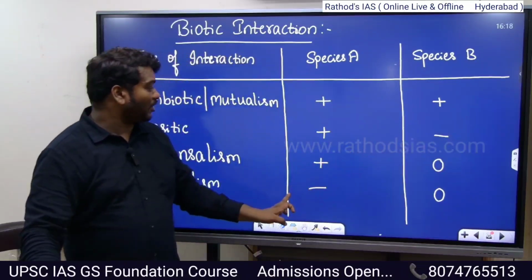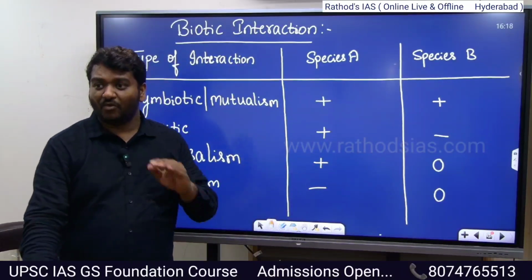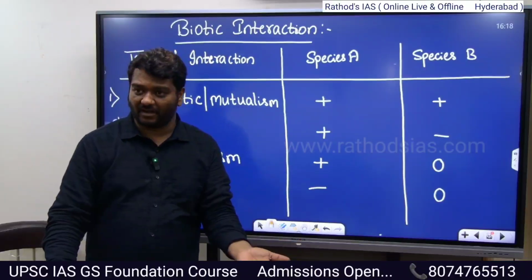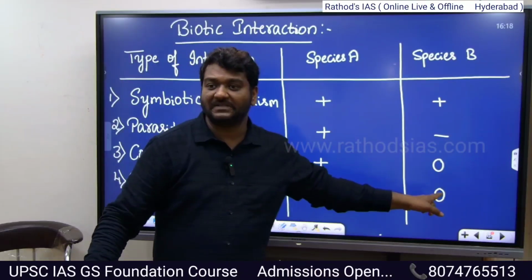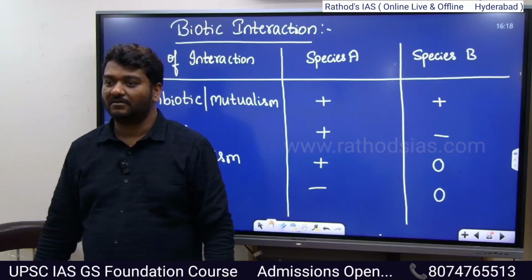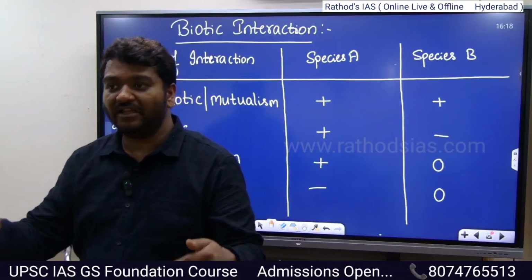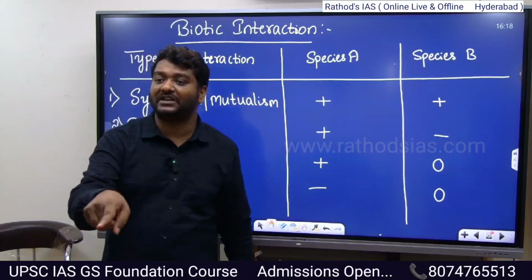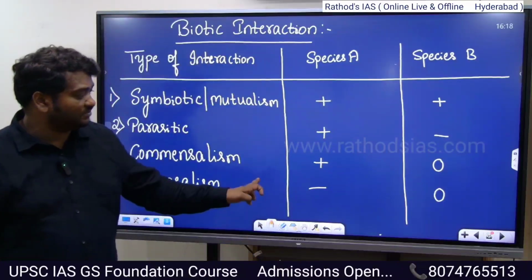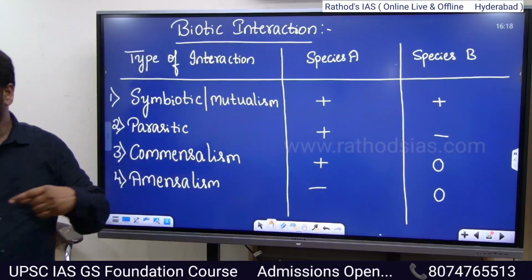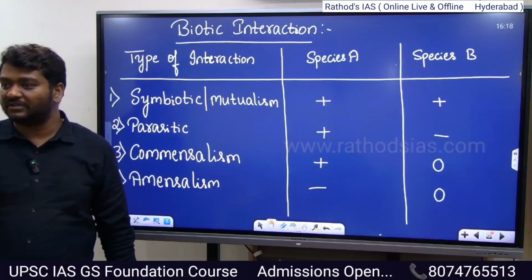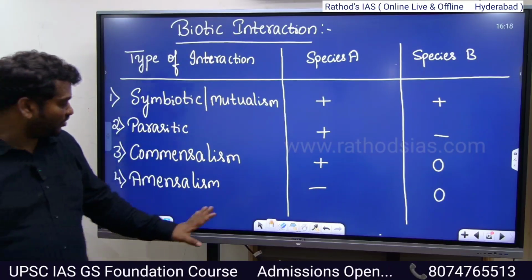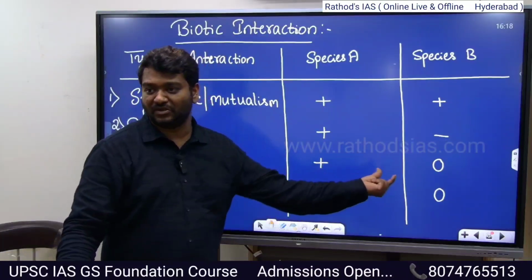But when I am talking about amensalism, one species is affected, whereas another species has no effect at all. There is no benefit, there is no negative, there is no positive. In parasitism, there will be positive to one, negative to another. That's why I have given these symbols. I know over a period of time you get confused with the terms. So you should have clarity that it is minus and 0.